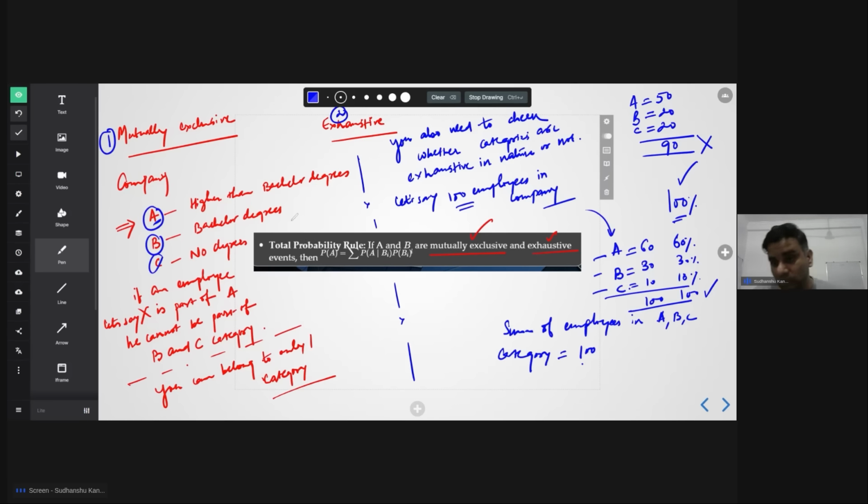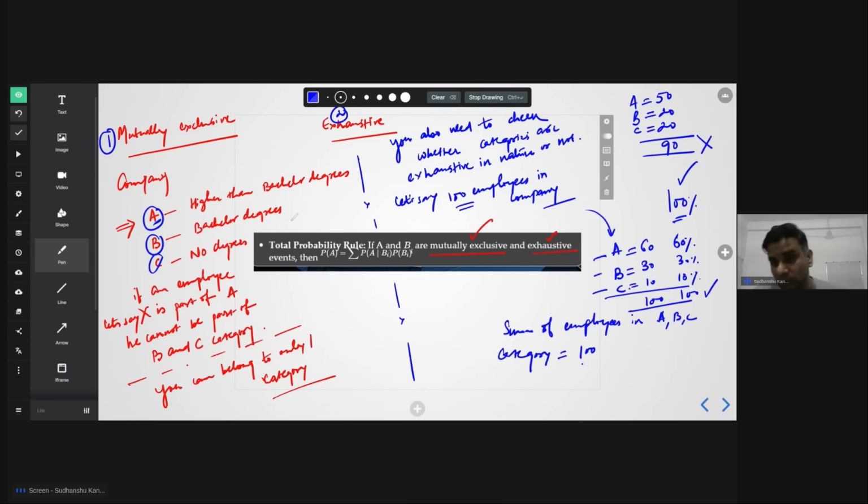Okay, so the three categories, different categories. Using these conditional probabilities along with your unconditional probability, why? This is the total probability rule, guys. If I go back now, I'll explain the total probability rule. Till now, I was building the basics. This is your total probability rule.